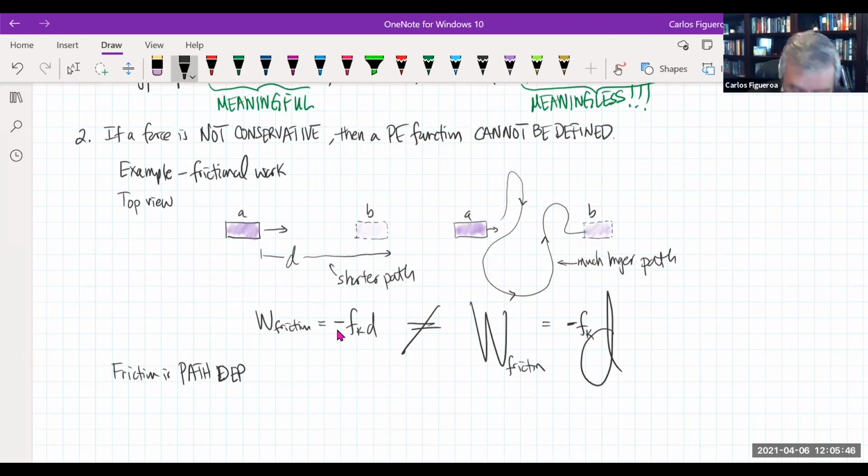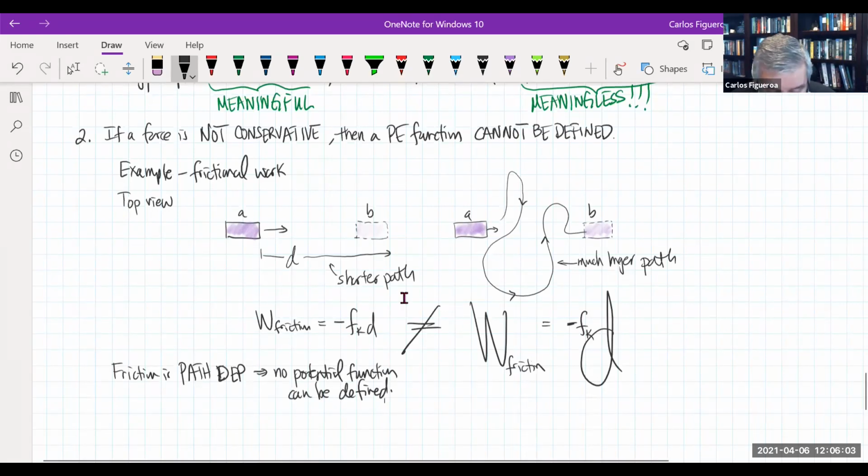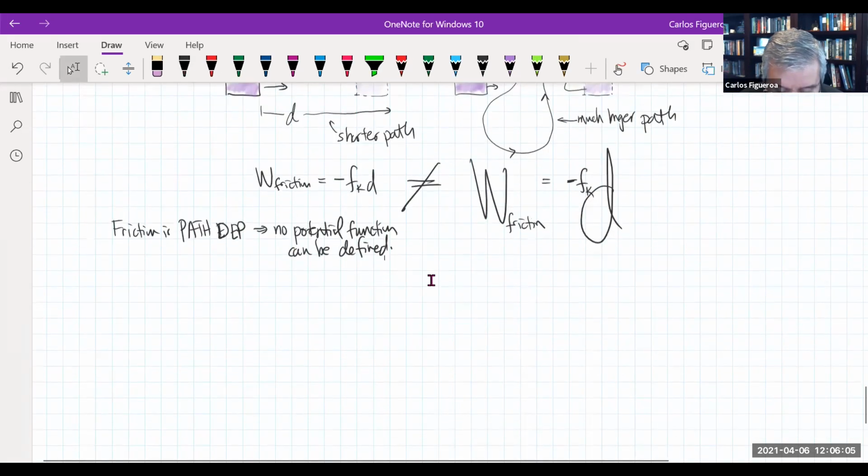And if it's path dependent, that means no potential energy, no potential function can be defined. That's what I mean by this here. They have different amounts of work that go on.